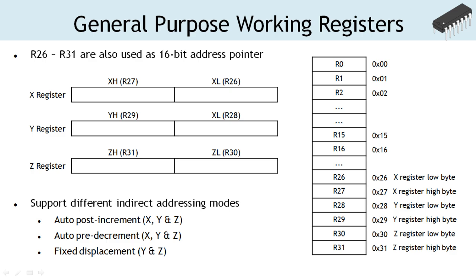The register pair R26 and 27 is identified as register X, where R27 is the higher byte and R26 is the lower byte. Similarly, R28 and R29 in pair is defined as register Y, and R30 and R31 is defined as register Z. In the different addressing modes, these address registers support fixed displacement, automatic increment, and automatic decrement.